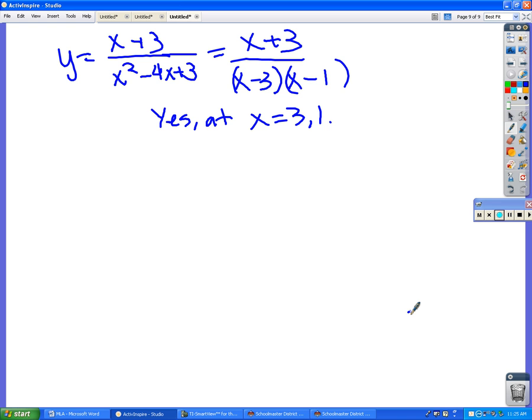I got a removable, I got a non-removable. Because you can x plus 3 next time. No, because they're not the same, so I can't. Non-removable. Okay? So since this is a plus and this is a minus, that means that they are non-removable. Okay? So those are my 3 answers. Yes, there are discontinuities. They are at 3 and 1, and they are non-removable.